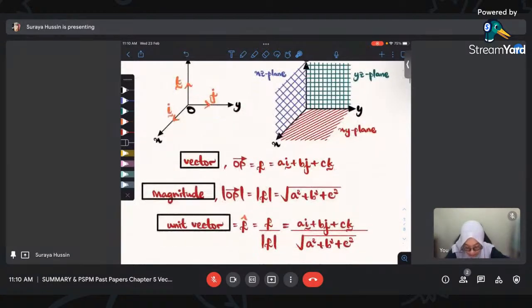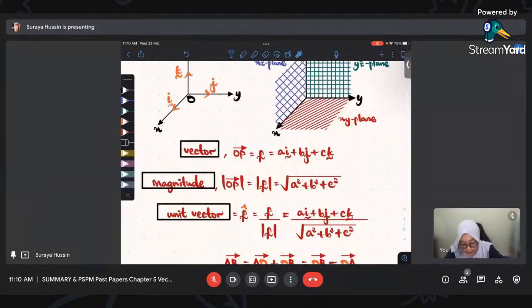Okay? Jadi, selain daripada vektor, OP ataupun P, small letter P, dia juga ada magnitude. So magnitude adalah having a modulus. Magnitude di sini berbentuk modulus. Okay, so this modulus means we have to find the square root. So the square root will always give you positive value. So you can write it down by yourself there. It's always positive value. Okay, untuk magnitude.